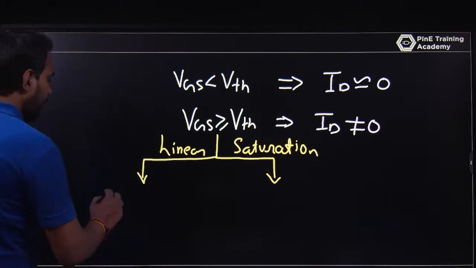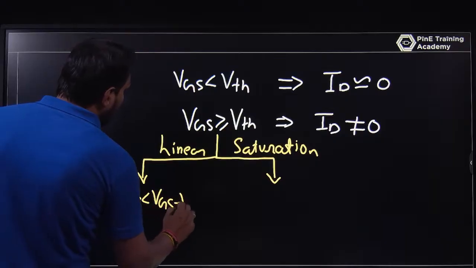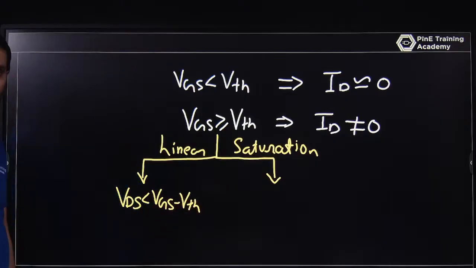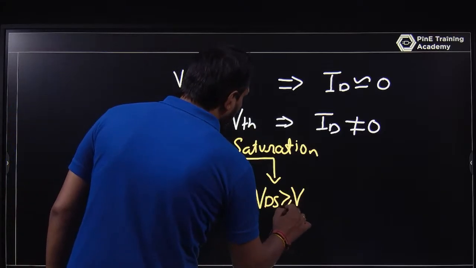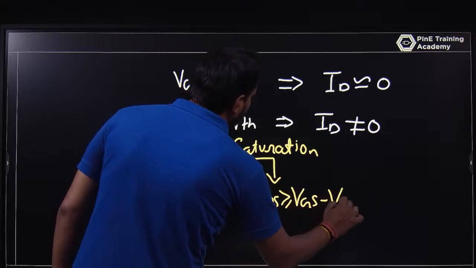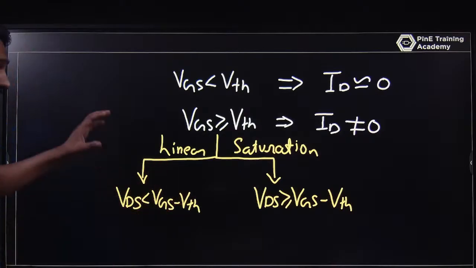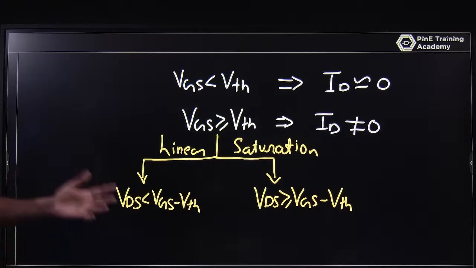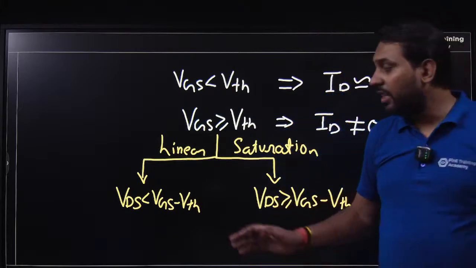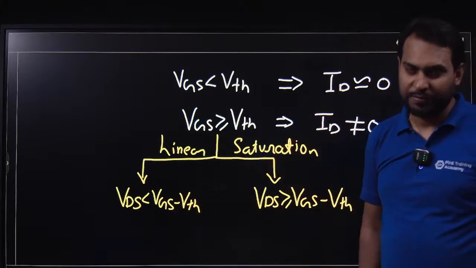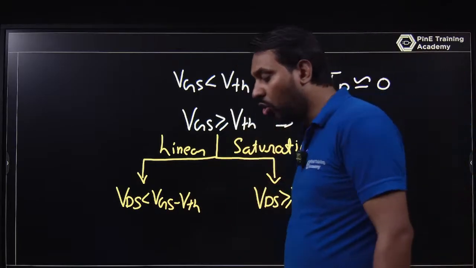If VDS is less than VGS minus VTH, then the MOSFET is in the linear region. If VDS is greater than or equal to VGS minus VTH, that is the saturation region, and that is a very, very important equation. Whenever you talk about the MOSFET, whether you are designing a current mirror, a differential amplifier, or anything else, these equations decide your node voltage. By this equation you can approximate the value at the node.